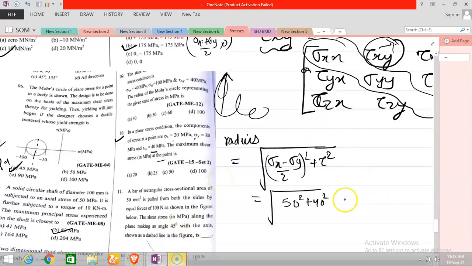So it is 50 square plus 40 square. Then the value is coming around. Let me solve. The value is coming 80 minus, oh sorry, 80 minus 20 divided by 2, that is 60 divided by 2, 30 square. So it is 50. So your value is coming 50 megapascal.